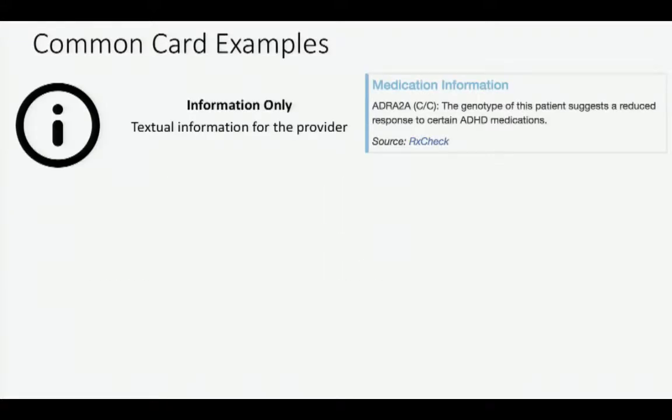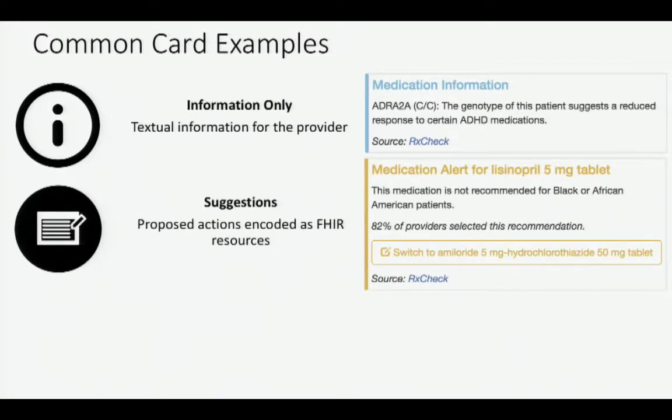So some common card examples here, and these examples don't refer to anything in the specification. In the specification, there's nothing that says that this is an information card, but when cards have just textual information, we just kind of refer to them colloquially as, well, that's just some information card for the user. But then cards can also have suggestions, which I mentioned earlier. So here we've got both information as well as suggestions.